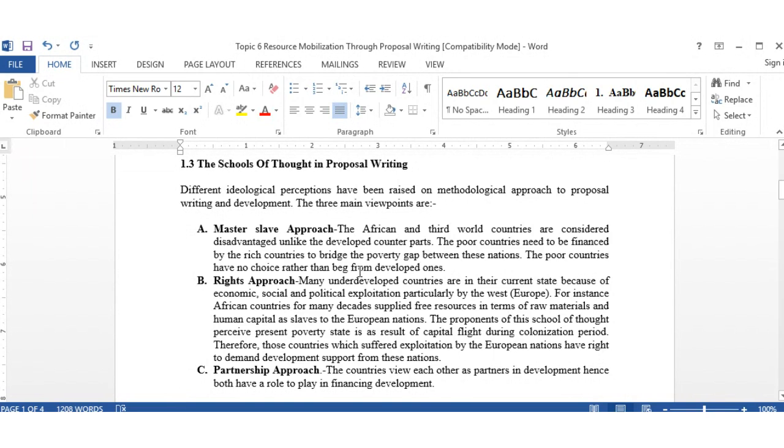However, it is created by the fact that, more often than not, you're asking money from developed countries or from institutions that already have it. And so you will find that most people will feel like it's their right, hence the name rights approach.